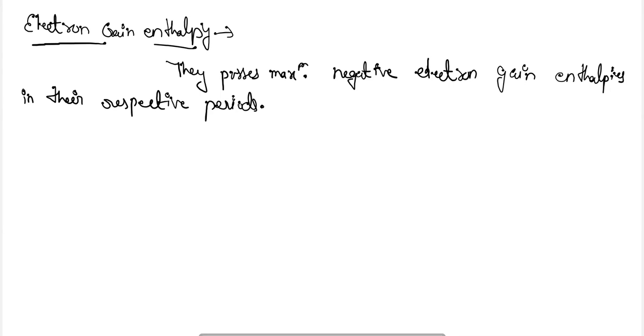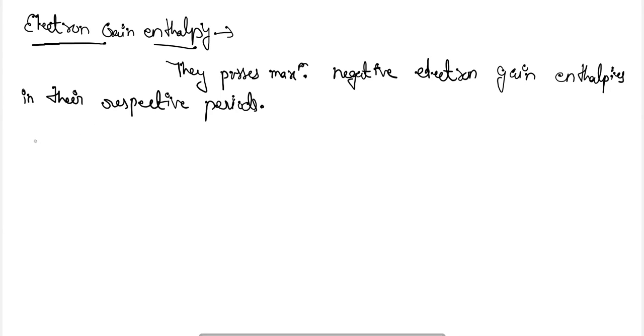In general, the electron gain enthalpy becomes less from top to bottom in the group, as due to increase in size it is much harder to add an electron in the outermost shell. So with increase in size, we will see that the electron gain enthalpy decreases.